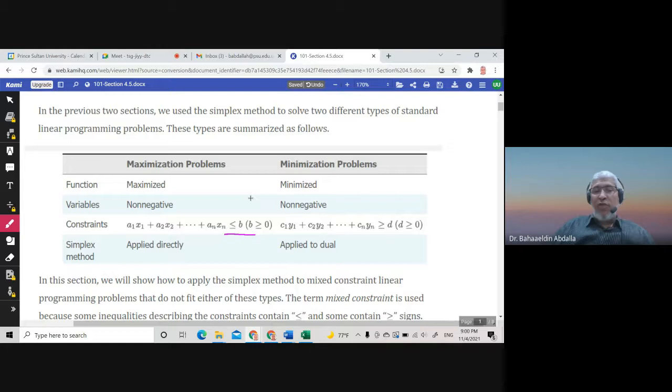And then we studied minimization problem also in standard form, and all constraints in this case should be greater than or equal to a positive number. And we use the dual maximization problem to solve this minimization problem.